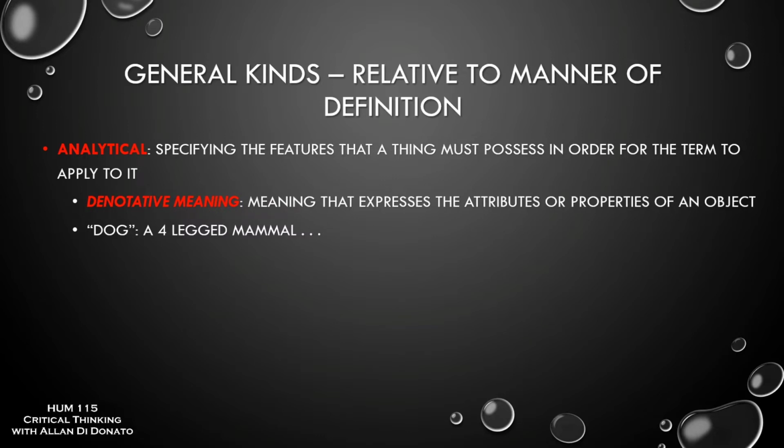It's the meaning that expresses the attributes or properties that an object has. So if I was going to try to describe a dog, I would add certain characteristics to try to get at what exactly I'm speaking about. Four-legged mammal kind of gets us there. It doesn't quite capture everything because it's a little too broad. It could apply to a cat just as equally as it could to a dog. But again, we're specifying certain features that the thing often has.